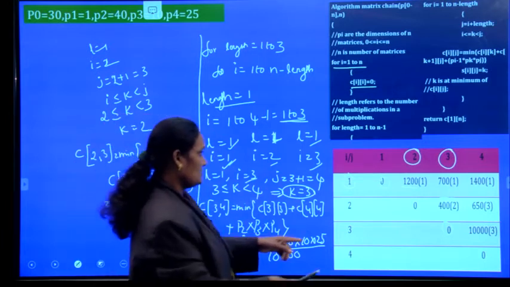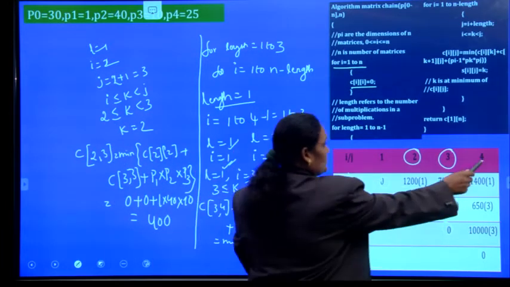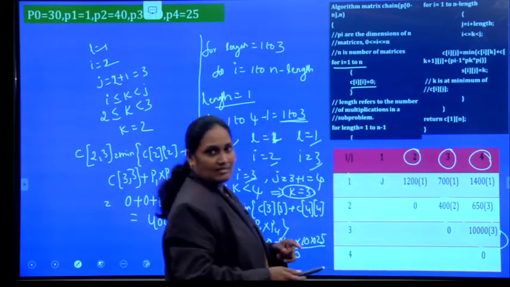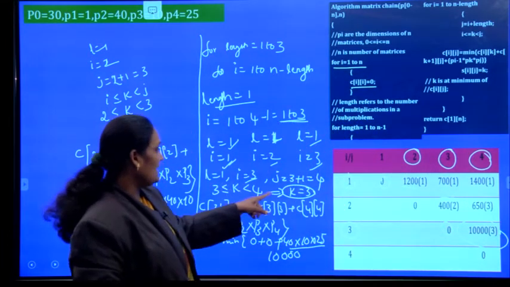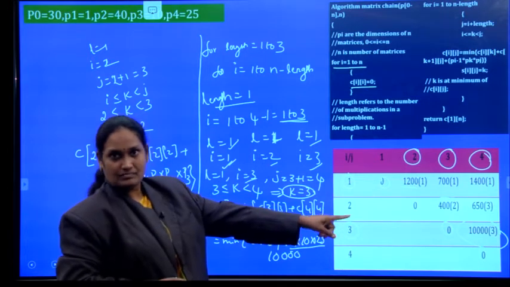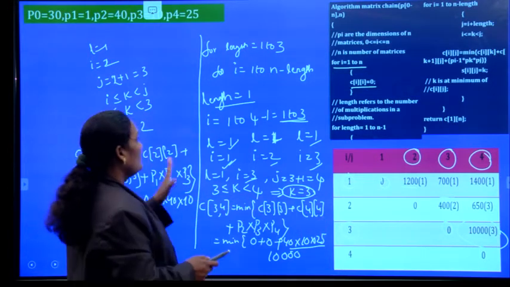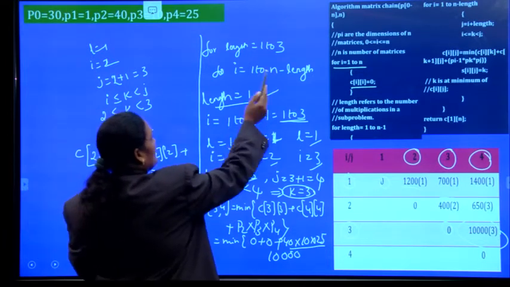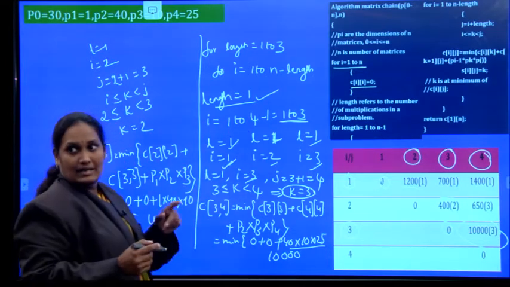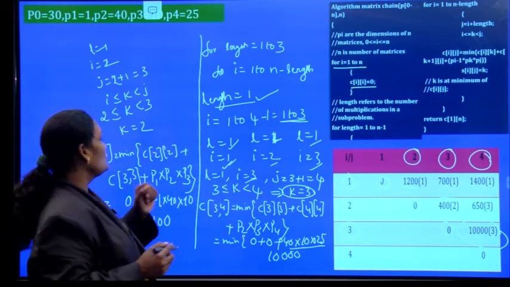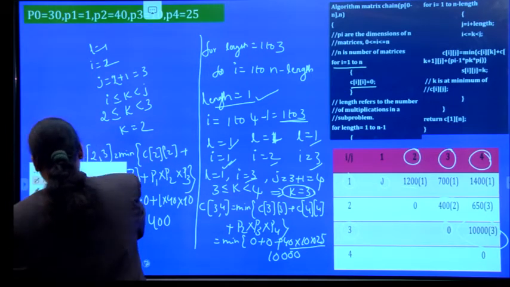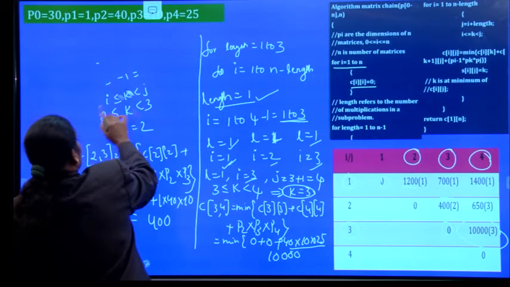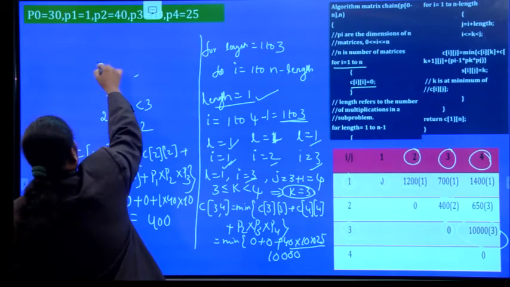Here you can observe C34, its corresponding value is 10,000 and its k value is 3. Now we have completed the three cases related to length equal to 1. But length contains another two values. What are those two values? Length contains another two values.